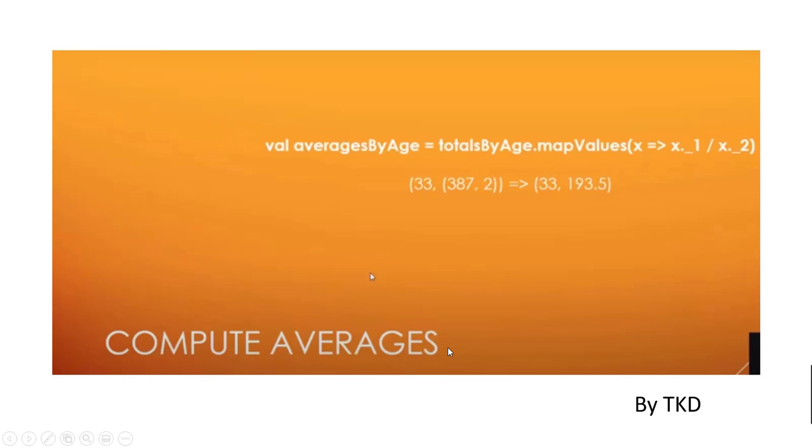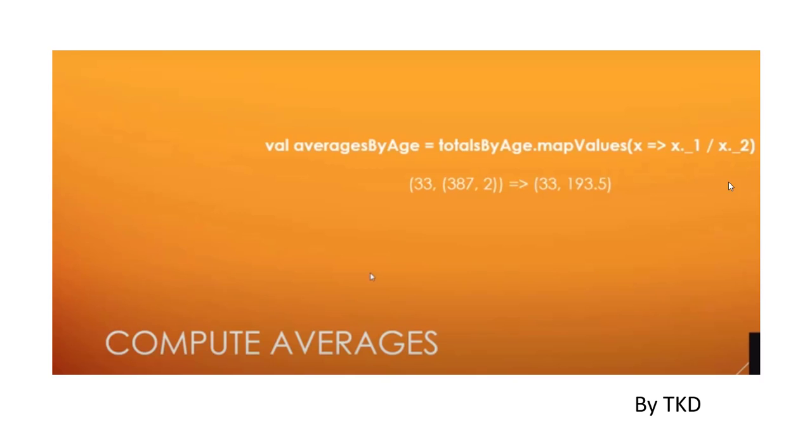So the next thing which we are going to do is actually use this information to compute the averages. So let's do it ourselves. Remember, at this point we have the key value pairs, wherein keys are the ages and values are the grand totals of the number of people and the number of friends of that age. All we need to do now is divide those two to get the averages.